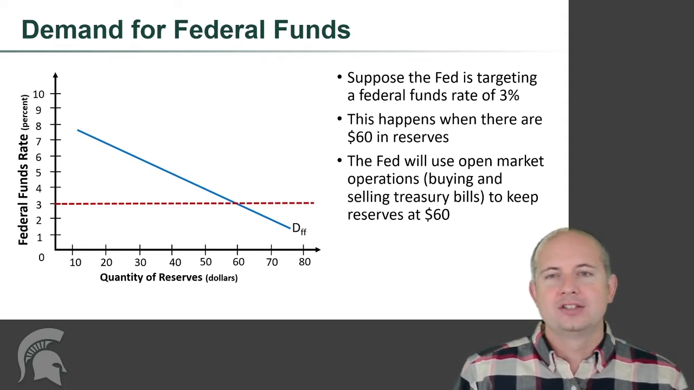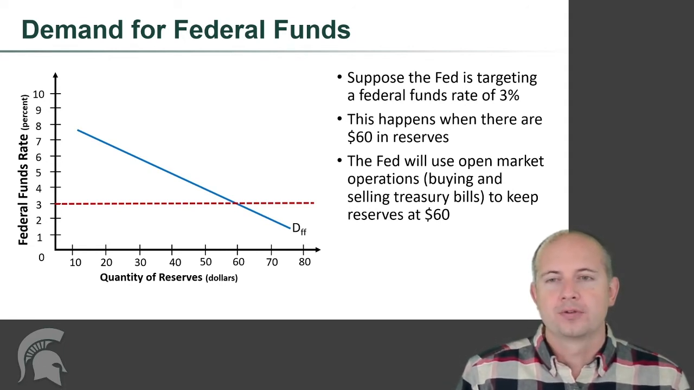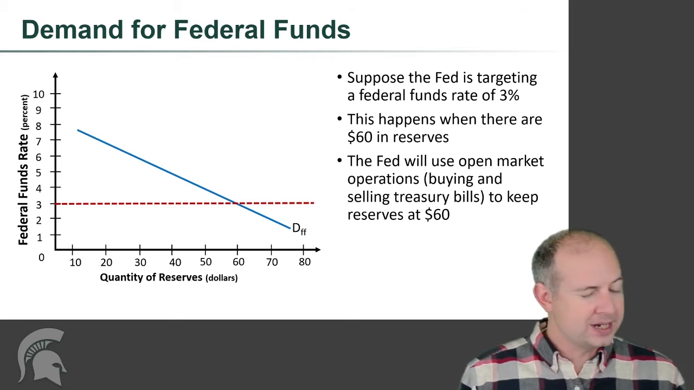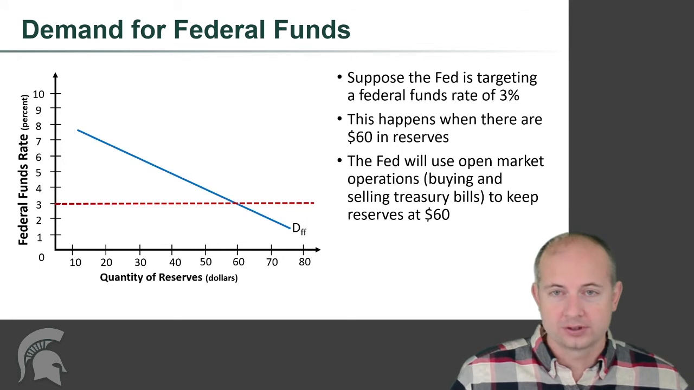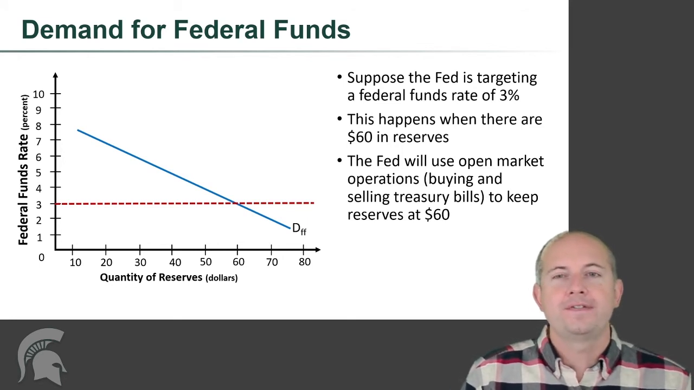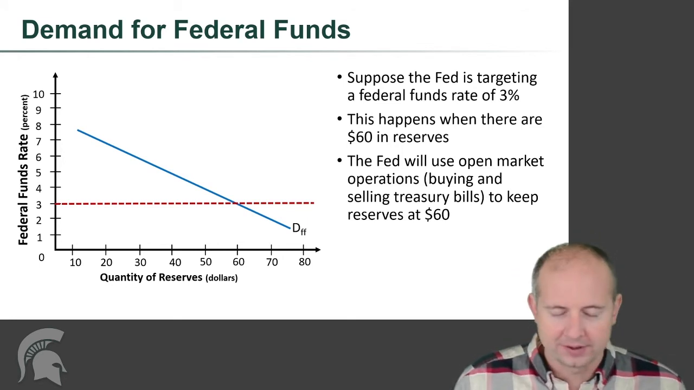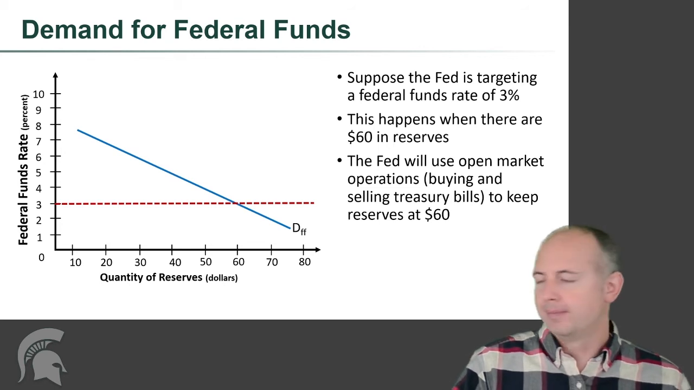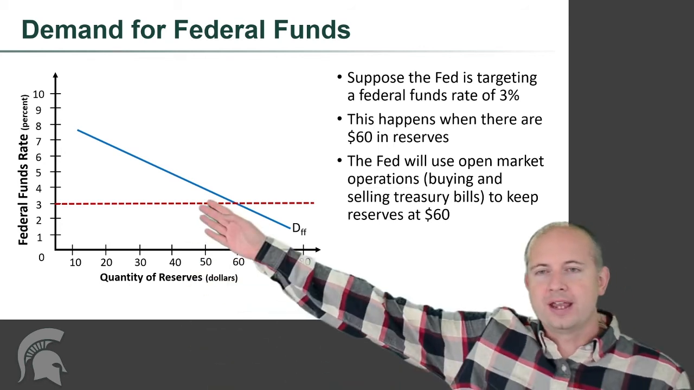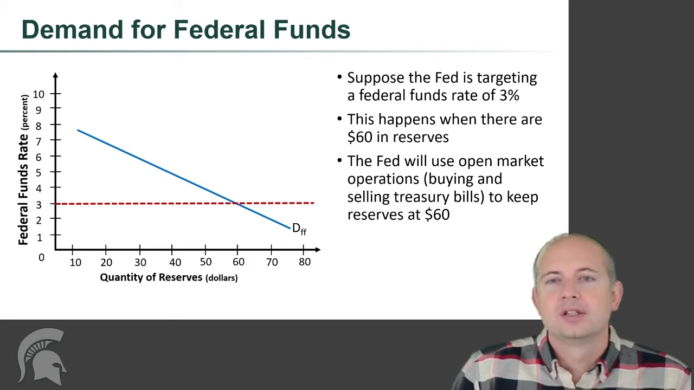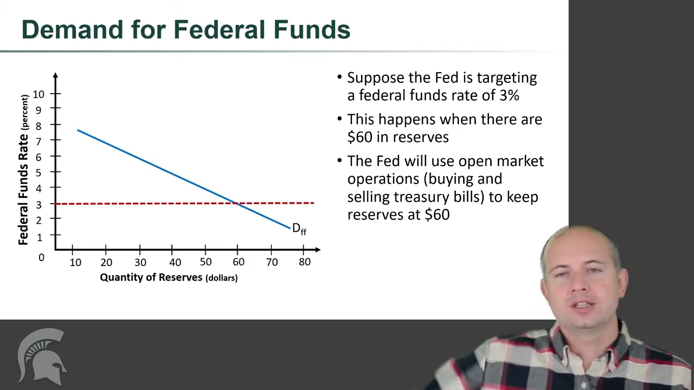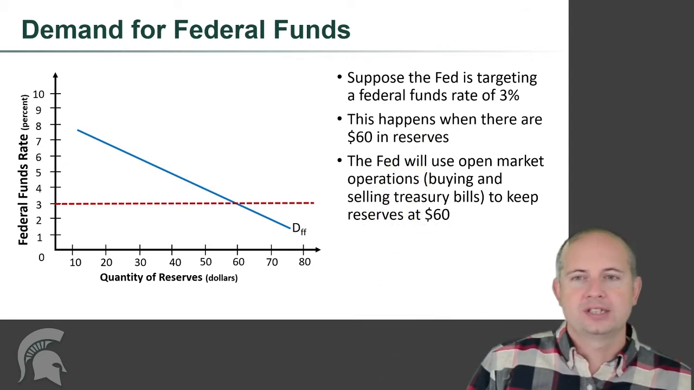Suppose the Fed is targeting a Fed funds rate of 3%. So the Fed had their meeting, and they came out and announced our target interest rate for the next quarter is 3%. The Fed talked to their economists and looked at some models, and they estimated that the demand for federal funds looks like this. This 3% rate happens when there are $60 in reserves.